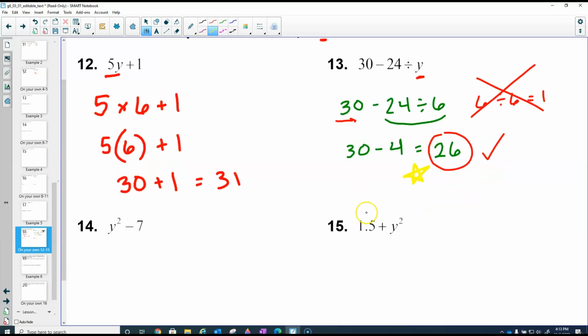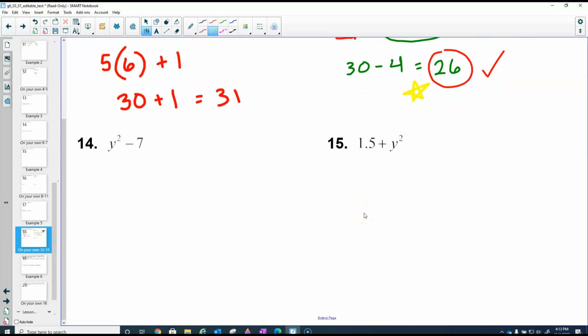Now if I go down to this one down here, again, I know that the variable is 6. So I rewrite, and I have 6 squared minus 7. PEMDAS says to do exponents first. Remember, this is not 6 times 2. That would be adding 2 6's. We're actually multiplying 2 6's. So 6 times 6 is 36. Minus 7 would be 29.